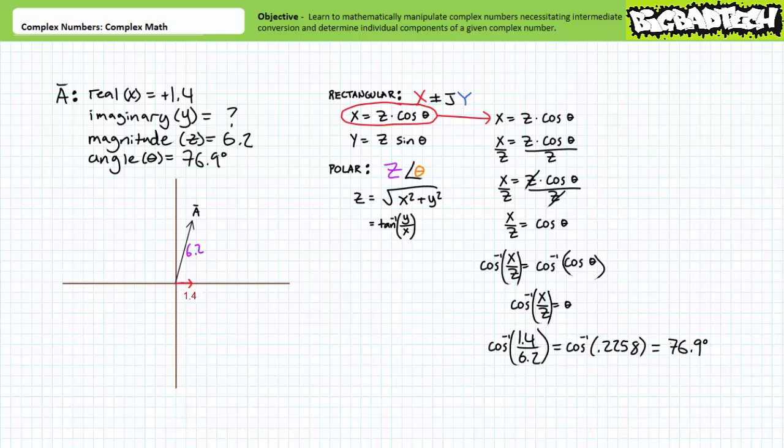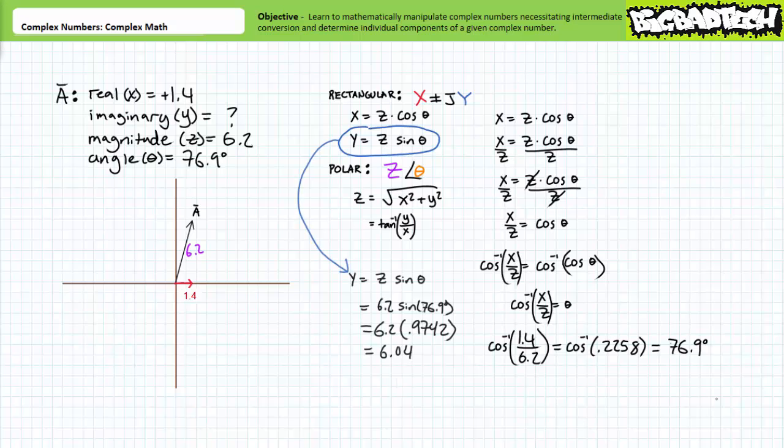If you can't figure out what to do, I direct your attention to this formula here. The imaginary vertical y component is the magnitude z times the sine of the angle theta. Substituting our known values of magnitude and angle yields an imaginary component of 6. Ta-da! Our given complex number can be expressed using rectangular format as 1.4 plus j 6.0, or using polar format as 6.2 at an angle of 76.9 degrees.